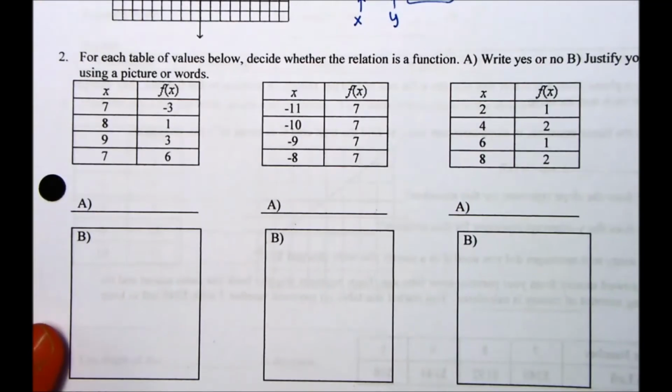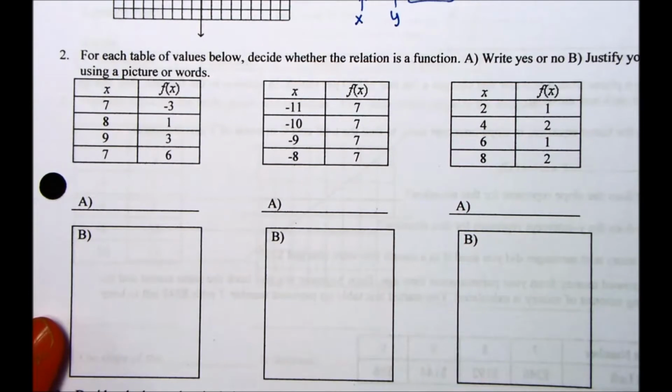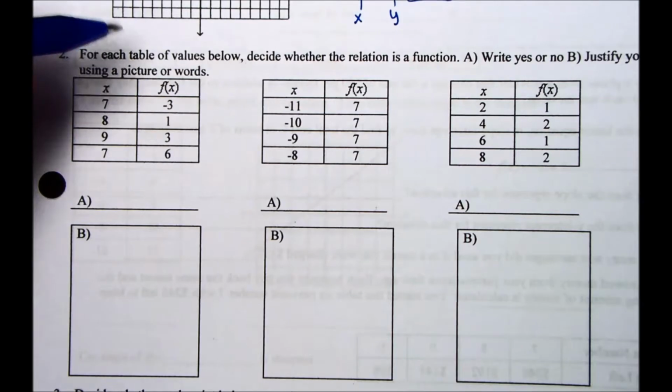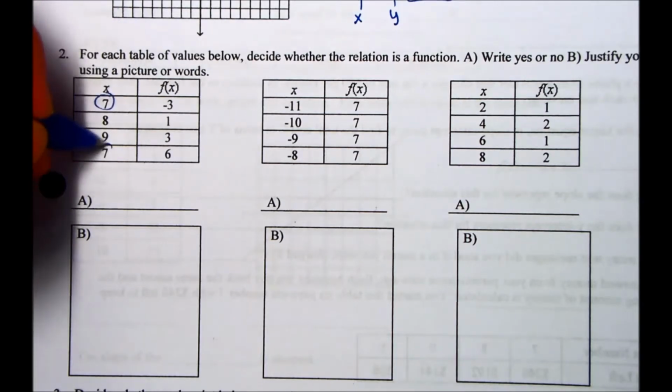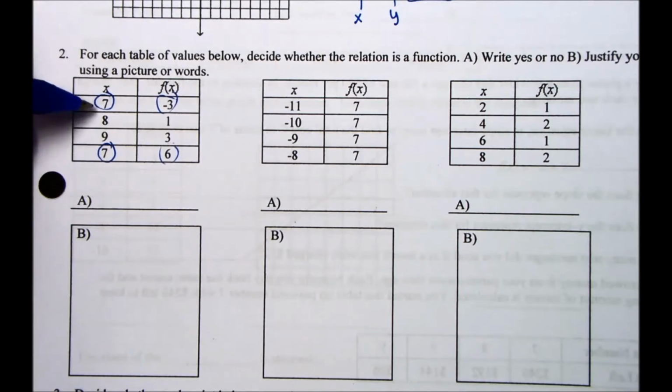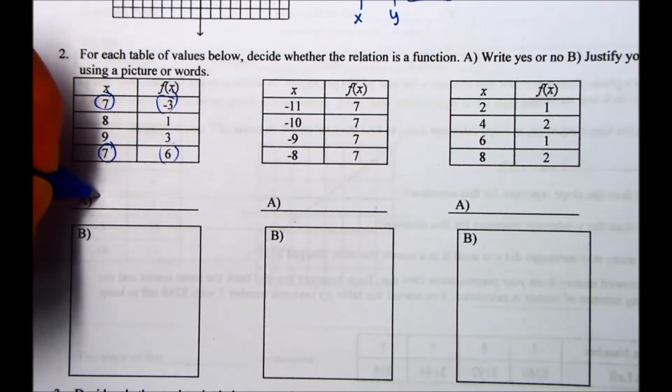Number 2, you're asked to determine whether these tables represent functions or not. So what you're looking for are any x values that have more than one y value. So if you look at the first table, you've got 2 of the same x value that have 2 different y values. So this one is not a function.